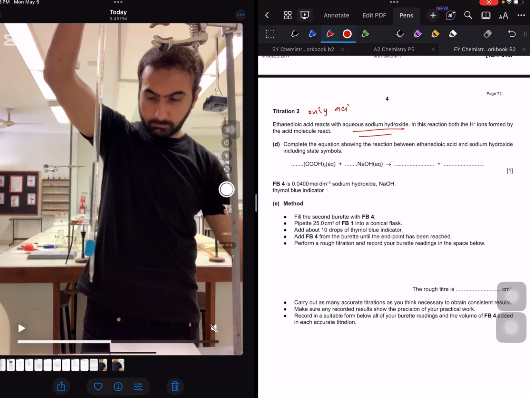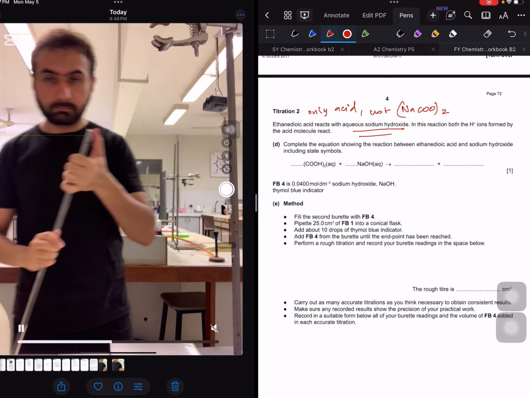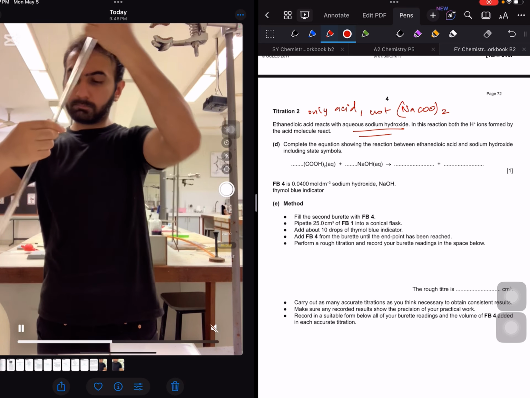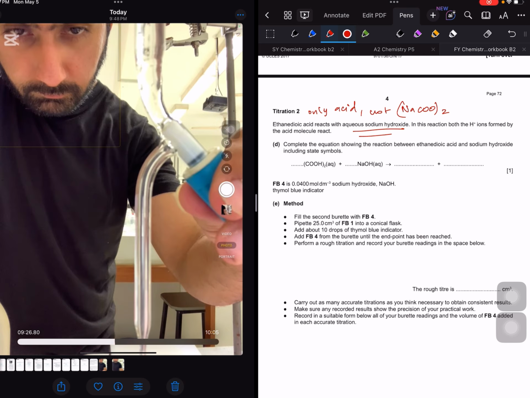Only acid, not the sodium salt. If you remember, we had both. So with sodium hydroxide, only the acid is reacting, not the other thingy. If I play the video again, you can see me now rinsing my other burette with the acid. I'm just flipping it. Let me go ahead a little bit.